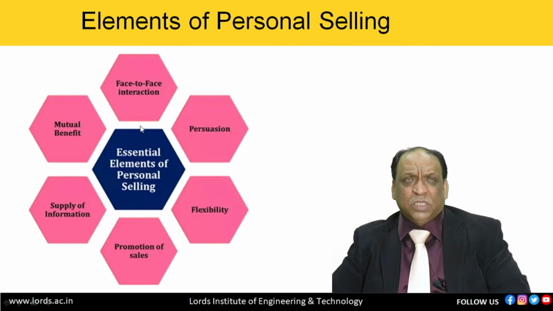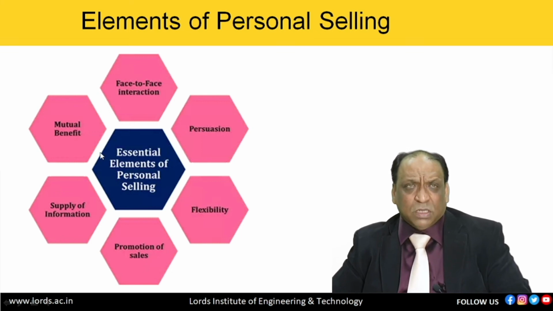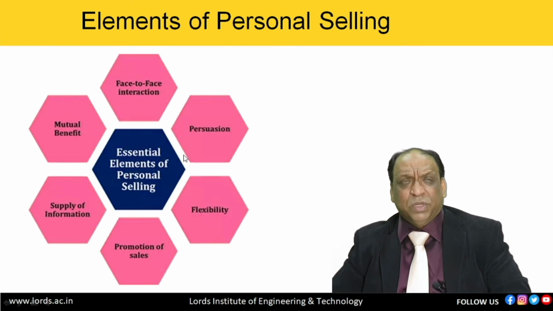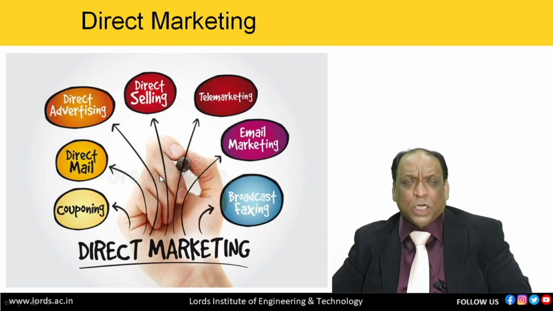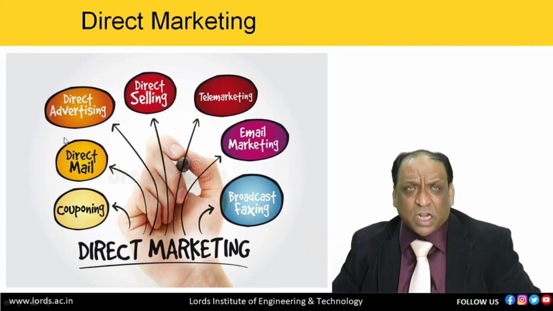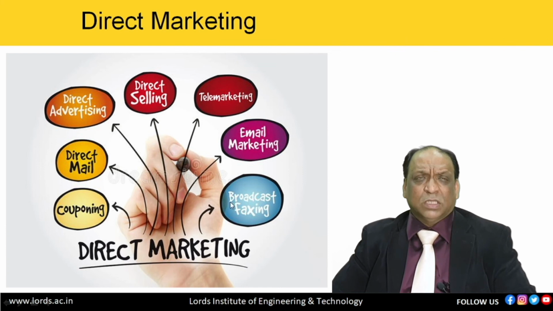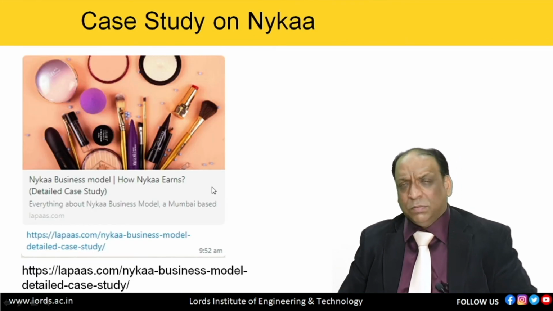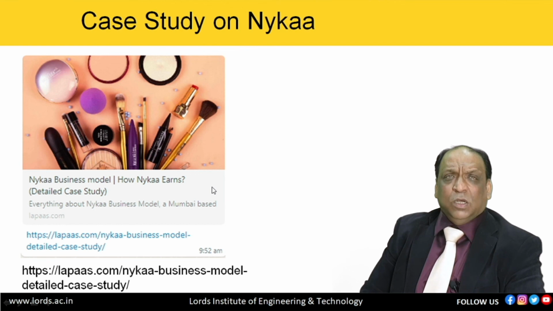These are the elements of personal selling: face to face, as one person is selling to another person. Persuasion is also happening in advertising as well as personal selling, but here there is face to face interaction. There is one person to another person. There is flexibility. There is promotion of sales. There is supply of information. There is mutual benefit on both sides. So it's a win-win situation in personal selling. Direct marketing, again, as I said, includes coupons, direct mail, direct selling, telemarketing, email, etc. That is direct marketing.